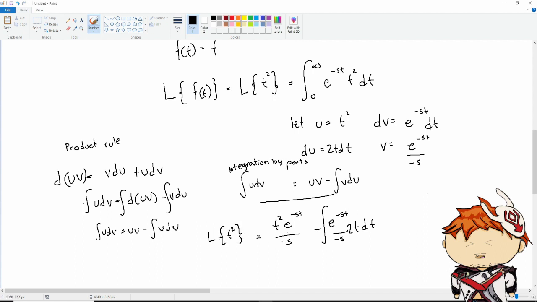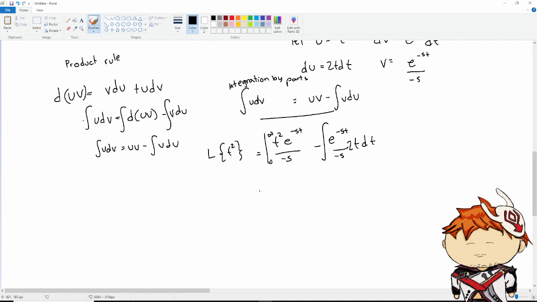So it's not over yet. We still have to integrate it one more time. So 0 to infinity, t squared e to the negative st over negative s. Integrate this. This will become, let's use let u again.